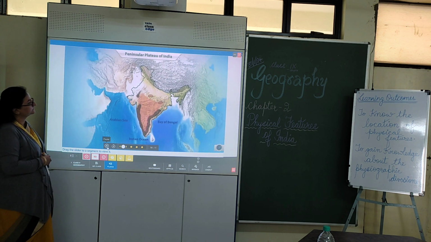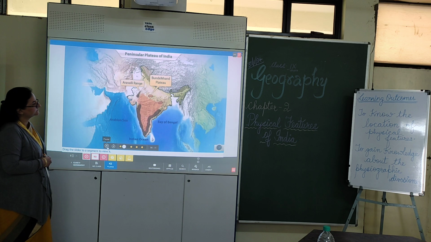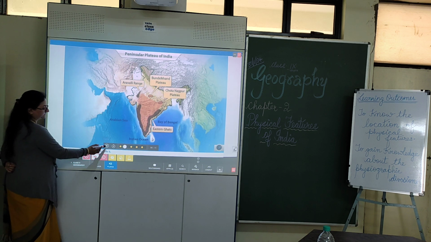The plateau's northwest boundary is marked by the Aravalli mountain range. The northern extreme is marked by the Bundelkhand plateau, while the eastern extreme has the Chota Nagpur plateau. The Eastern Ghats and the Western Ghats lie on the eastern and the western sides of the peninsular plateau.